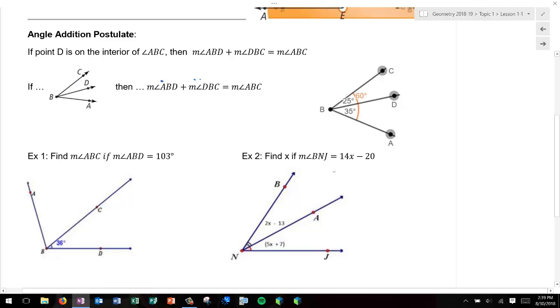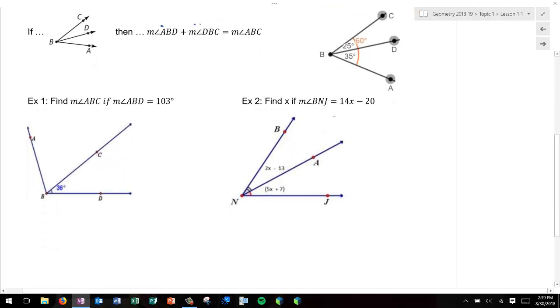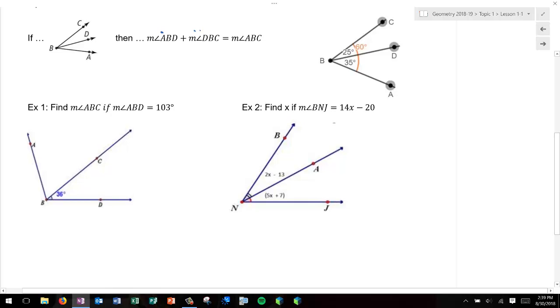Okay, and if you look on the right-hand side here, this angle ABD is 35 degrees, and CBD is 25 degrees. Well, if we put those together, angle ABC is 60 degrees total. Try to use that same idea for example 1 really quick. So they gave us that ABD, the whole thing, was 103 degrees. If CBD, this piece, was 36, they want this measure. All we have to do is subtract them. 103 minus 36, 67 degrees. So that tells me that angle ABC equals 67 degrees.